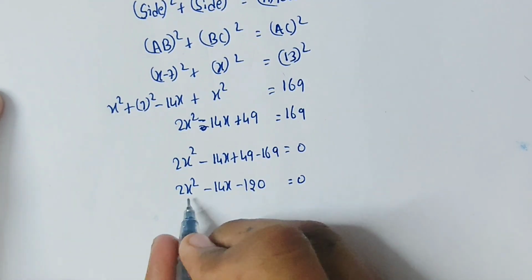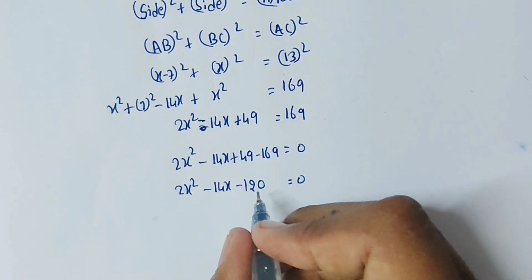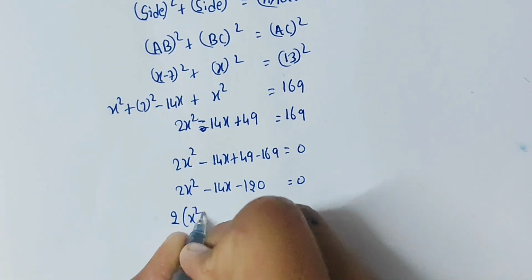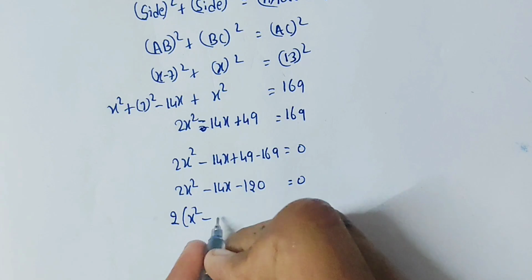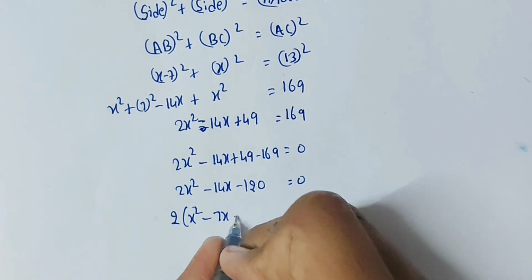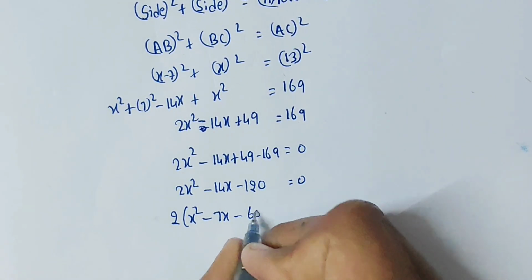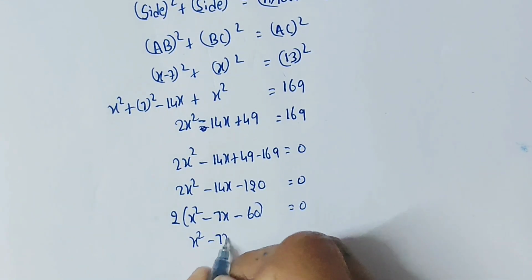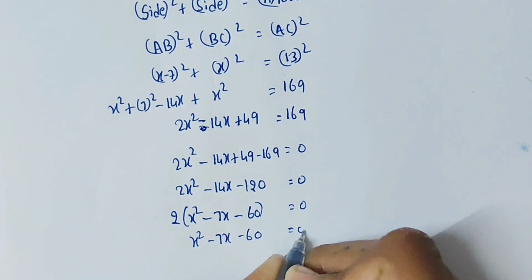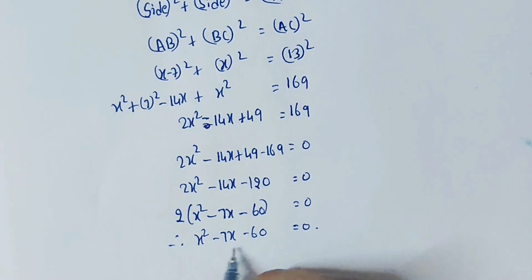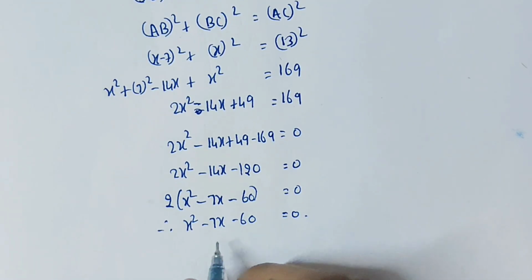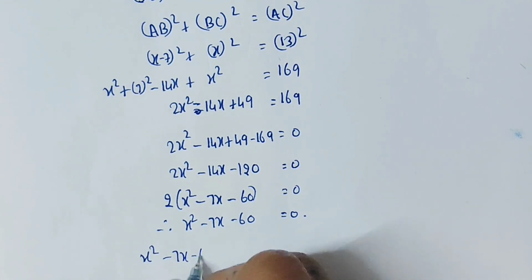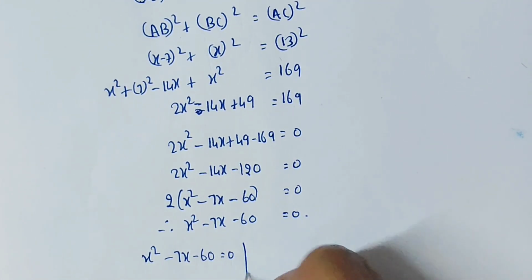So in the given quadratic equation I am taking 2 common: 2 into x square, 2 into minus 7x is 14x, 2 into minus 60 is 120, equals 0. Then it becomes x square minus 7x minus 60 equals 0. Therefore we have got the quadratic equation. Now we have to find the value of x from x square minus 7x minus 60 equals 0.